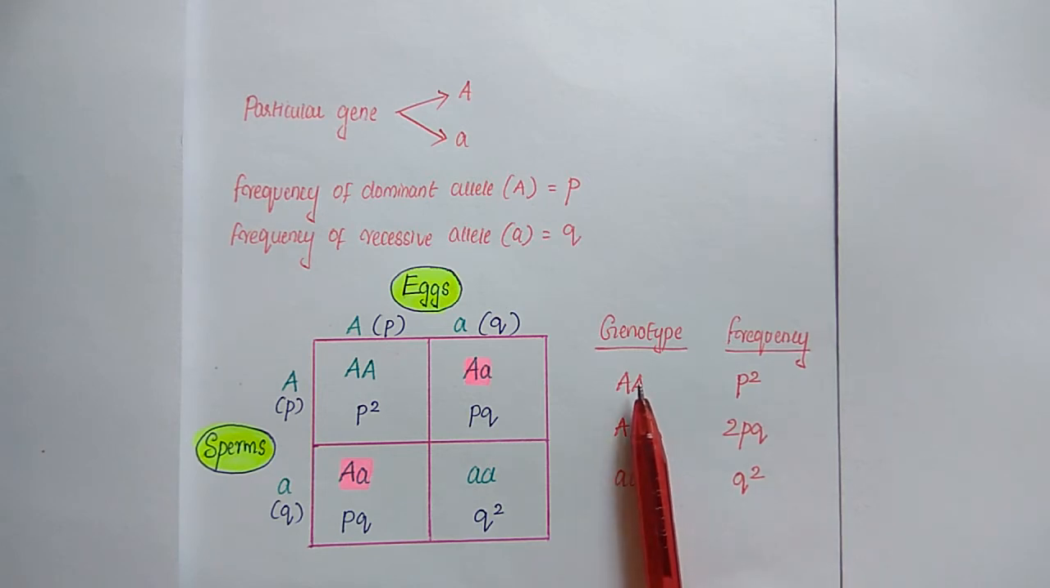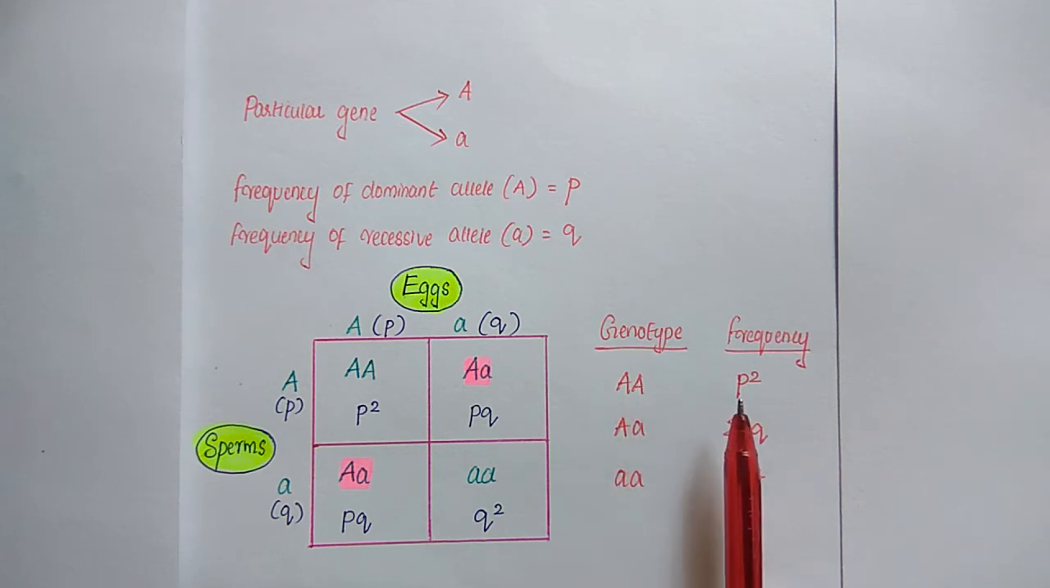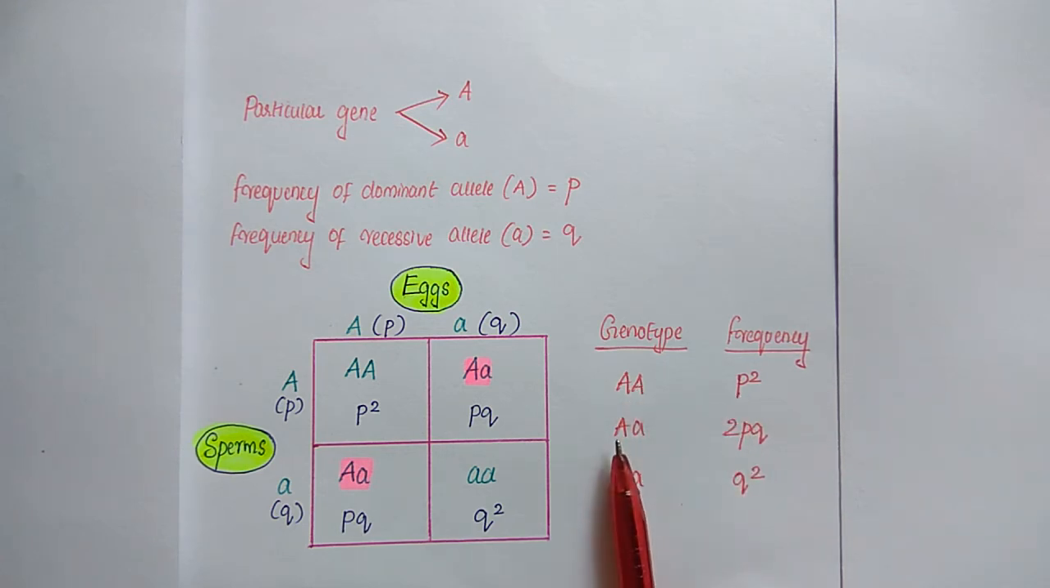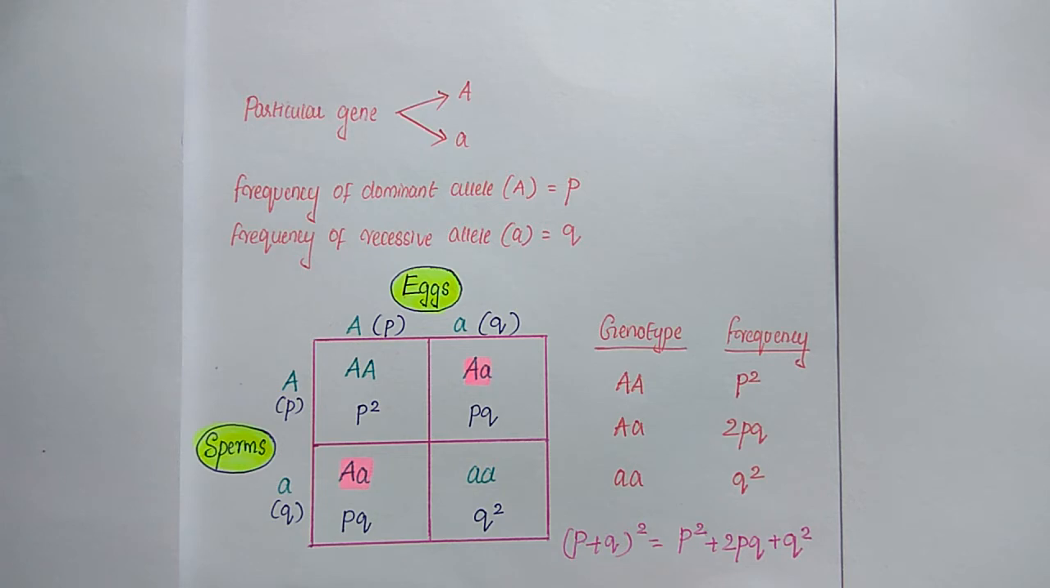Here, the frequency of the dominant homozygote is P square. The frequency of the heterozygote is 2PQ. The frequency of the recessive homozygote is Q square. And these predicted frequencies can be obtained by expanding the binomial expression (P plus Q) whole square, which is equal to P square plus 2PQ plus Q square. It is called the Hardy-Weinberg genotype frequency.